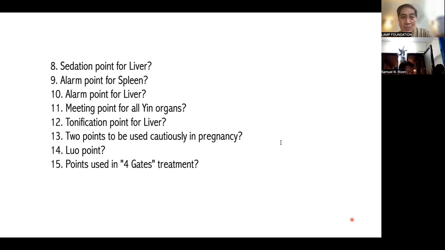And number 13, two points to be used cautiously in pregnancy. Liver 2 and liver 3. Very good. Wow. Well reviewed, well studied. And the luo connecting point of the liver. The luo connecting point of the liver is liver 5. Okay.